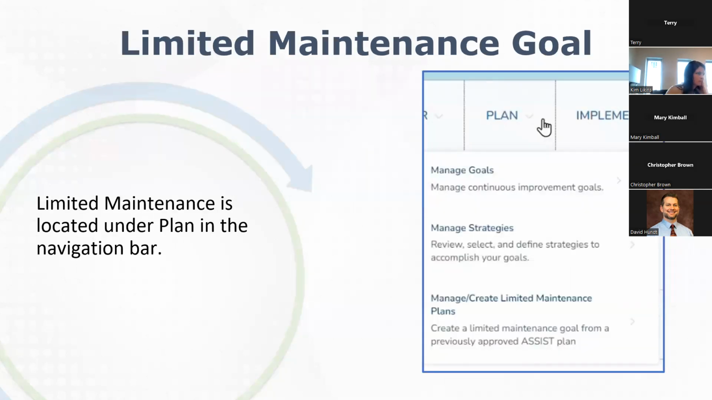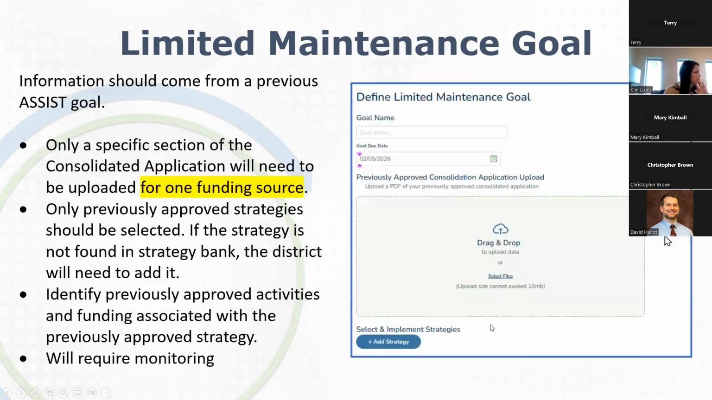Okay, so let's go into what it looks like. Here in the MICIP, we are looking at what we call the navigation bar. To create a limited maintenance goal, you click on plans, and then you've got this new tab. That is where you can create this goal. On July 1st of this year, this will no longer be here. So it will just be the goals and the strategies and not maintenance.